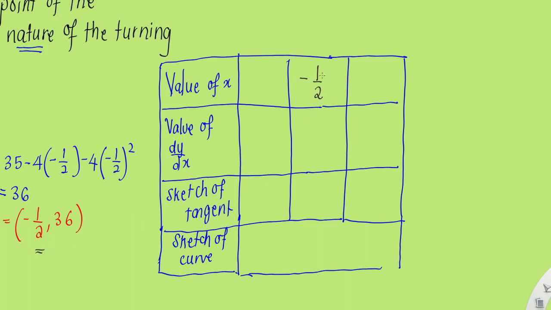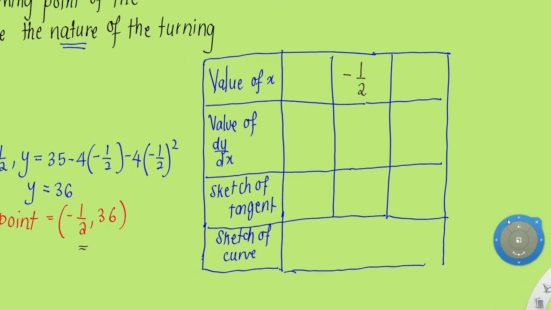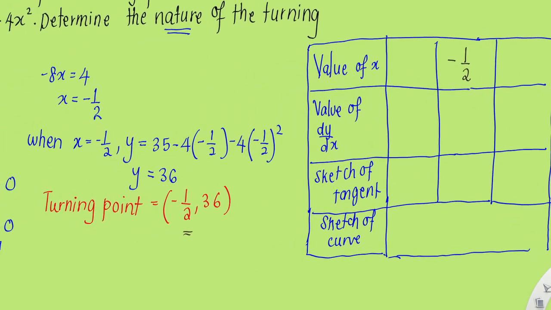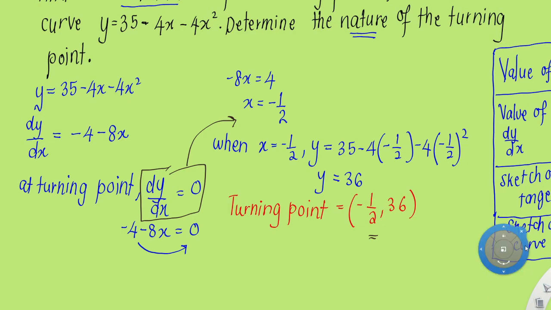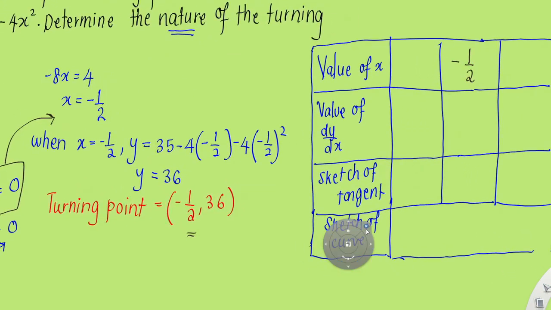When your x is negative 1 over 2, what is your dy dx? Your dy dx just now was 0. That's why you got negative 1 over 2. Look back here, because dy dx was 0, then only you got the x negative 1 over 2. So now it's going to be dy dx is 0.